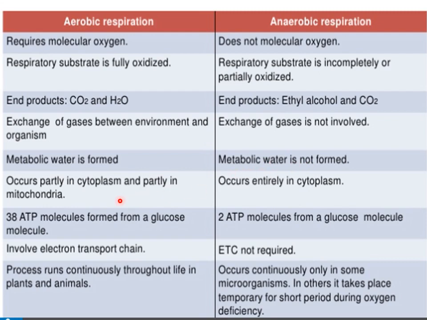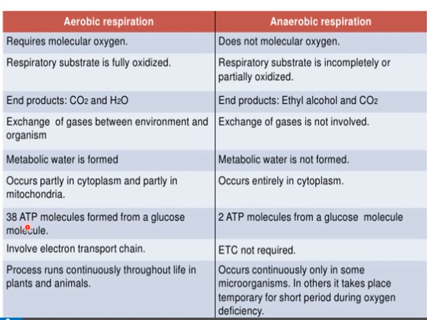Aerobic respiration partly occurs in the cytoplasm, and means some part occurs in the cytoplasm and some part in the mitochondria. In case of plants, it is divided between the mitochondria, peroxisome, and plastids, while in case of anaerobic respiration, it occurs in the cytoplasm only. In case of aerobic respiration, as I told you, it produces a huge amount of energy.